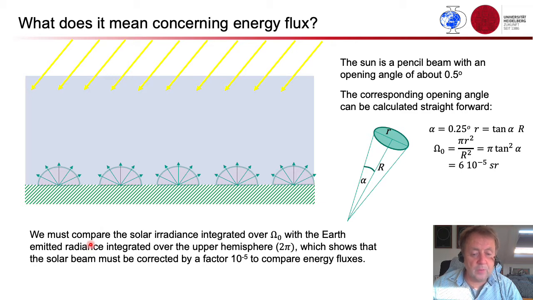Alright, so we do know now the solid angle of the solar beam, and now we have to compare that with the integrated signal of the Earth emitted thermal infrared radiances over the upper hemisphere. So we have to take into account, in addition, 2 pi, and that already shows us that we have to deal here with a factor of 10 to the minus 5 difference between the solar flux and the flux in the thermal infrared.